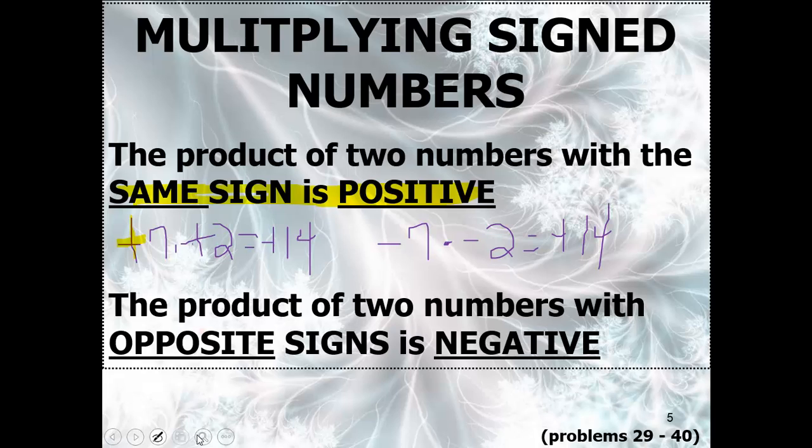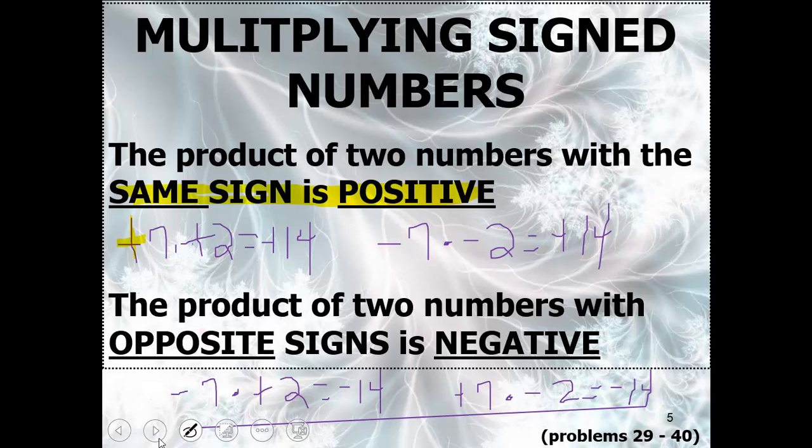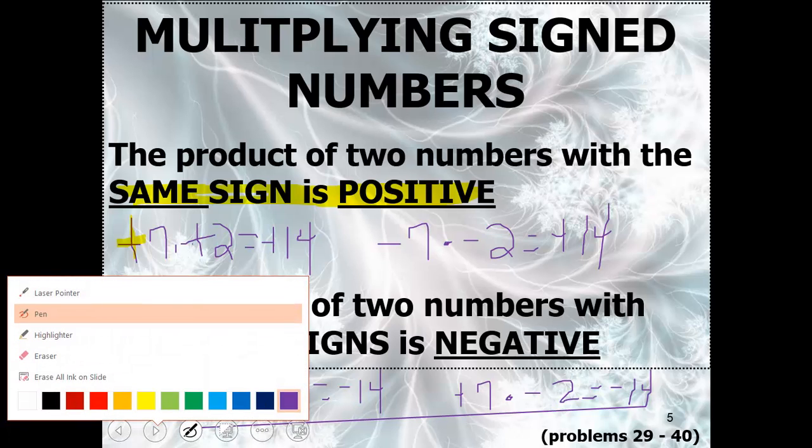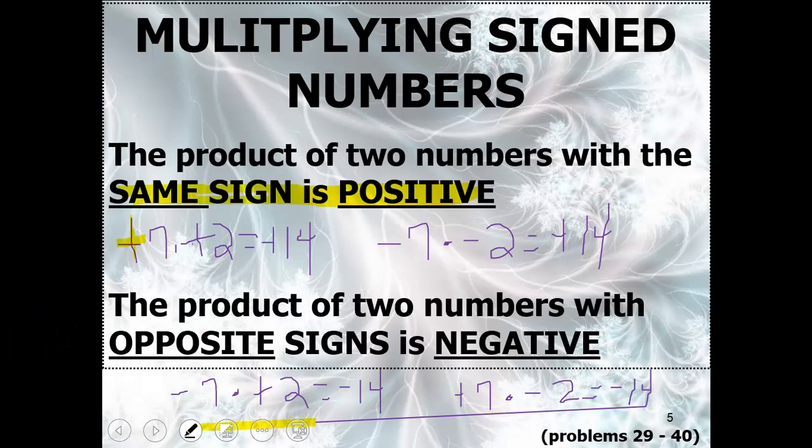So, if I have negative 7 times positive 2, I get negative 14. If I have positive 7 times negative 2, I get negative 14. As long as one of them is negative, the answer is negative. Opposite signs give negative answers.